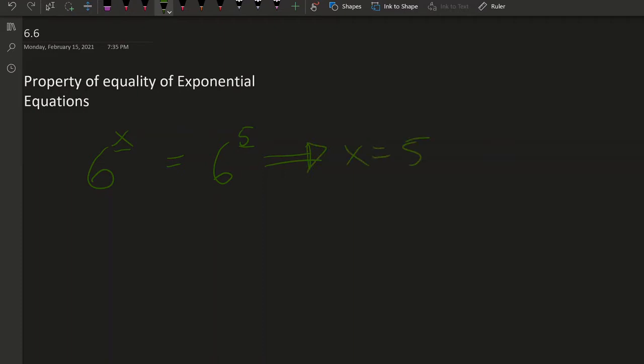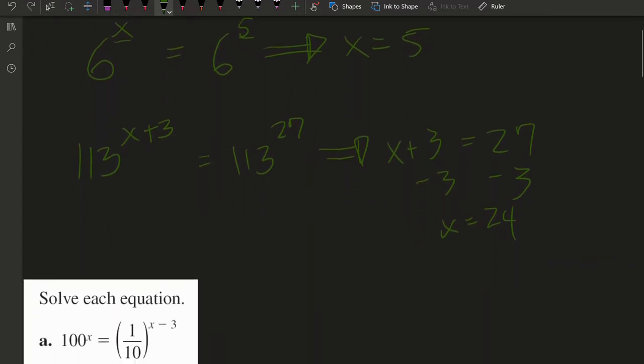If I had 113 to the x plus 3 power is equal to 113 to the 27th power, then I could turn that into x plus 3 must equal 27, and then I would subtract 3 on both sides and get x equals 24. So basically, if I've got an equation and the bases on both sides are identical, then the exponents must be equal.